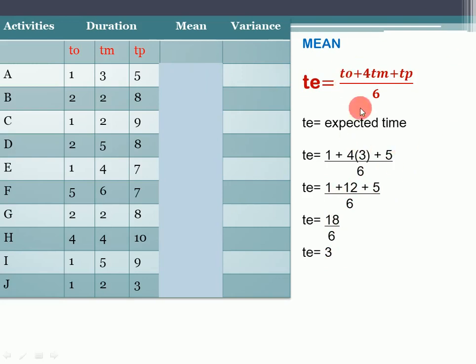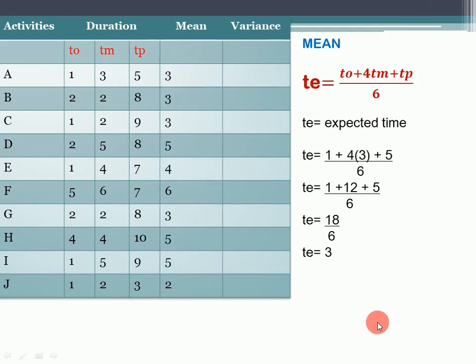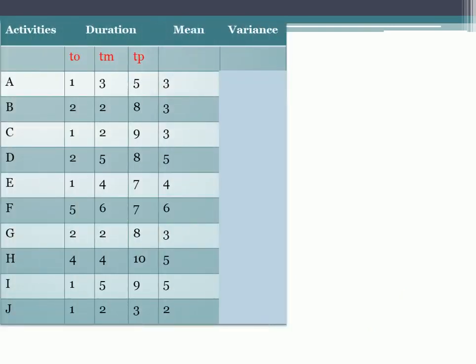You just have to apply the formula and calculate the mean, and now you can calculate the mean for each and every activity. Here I already have calculated the mean for each activity and the values are like this. You can now see the calculated mean for each and every activity. This way you can calculate the mean, and now we'll calculate the variance in the same way for each and every activity. And for variance you also have to follow a formula, and that is sigma squared is equal to TP minus TO divided by 6, whole square, where TP is the pessimistic time and TO is the optimistic time.